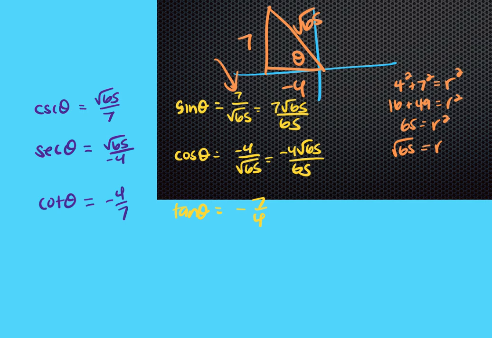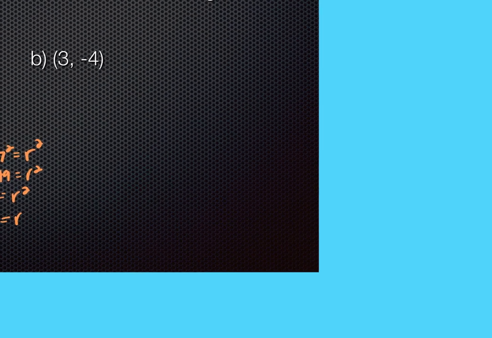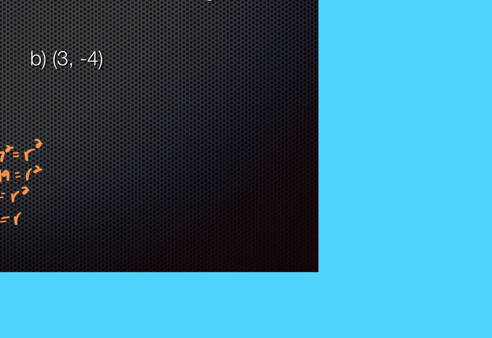Questions? Okay, we won't go all the way through, but look at B. B says 3, negative 4. Which quadrant is this in? Fourth, right? To the right 3, down 4, close it in, put theta in the corner. What's your radius? 5, positive 5. Do you know how to get the trig functions from there? Are we good? Yes? Okay.